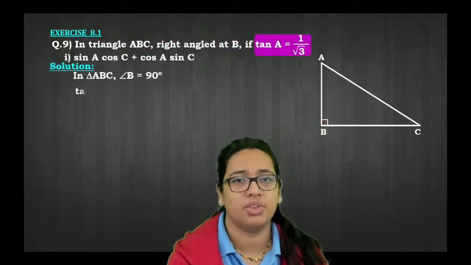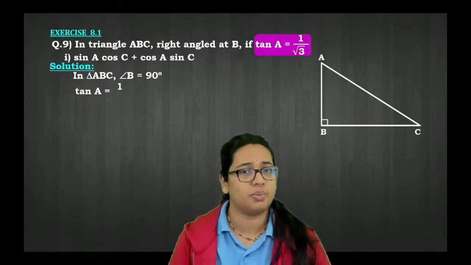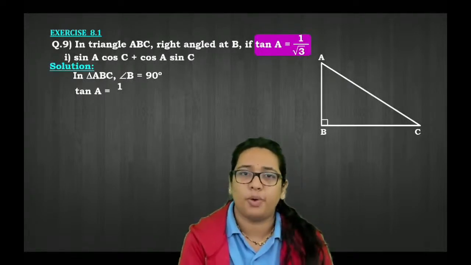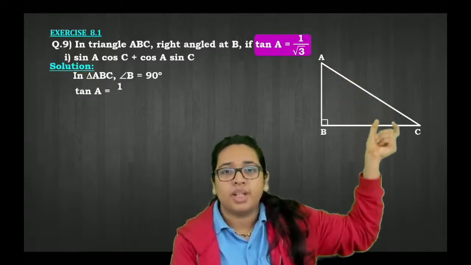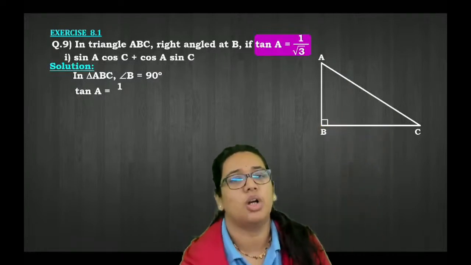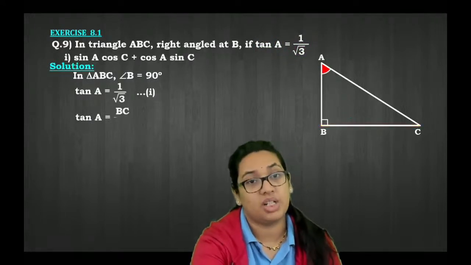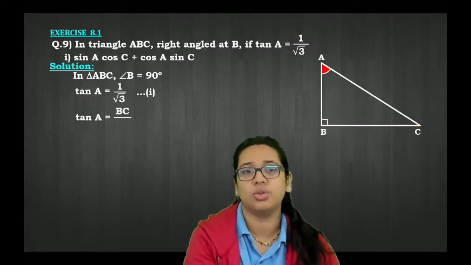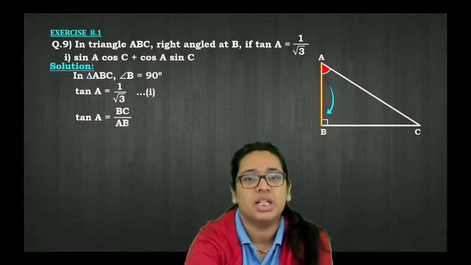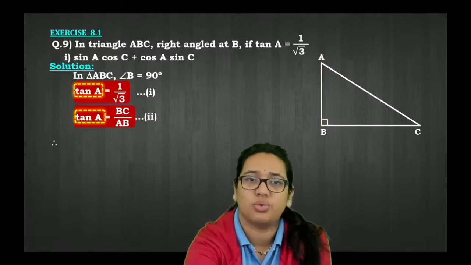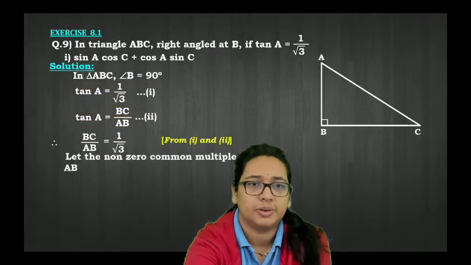So you have the given value for tan A, and we know that tan is nothing but, what have you remembered for tan? O upon A. That is, if we are talking about tan A, then the value of BC upon AB was given to you. What is the given part? Tan A is 1 upon root 3. But we know that the trigonometric ratio for tan A is given as opposite upon adjacent, that is BC upon AB. So from 1 and 2, you can say that BC upon AB will be 1 upon root 3.